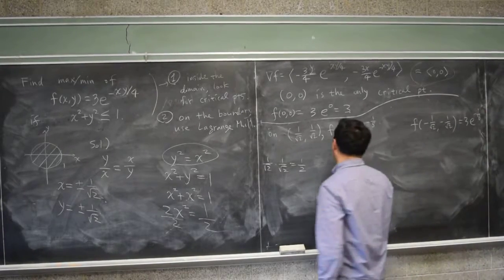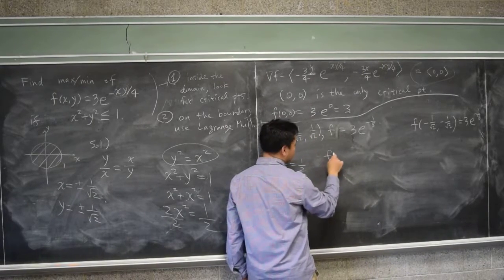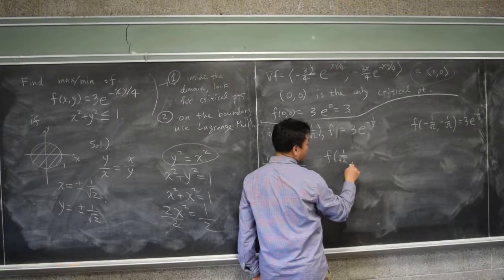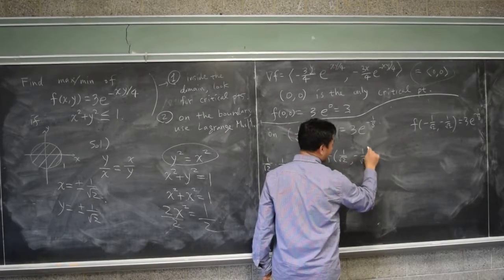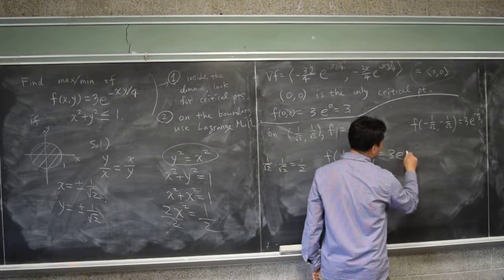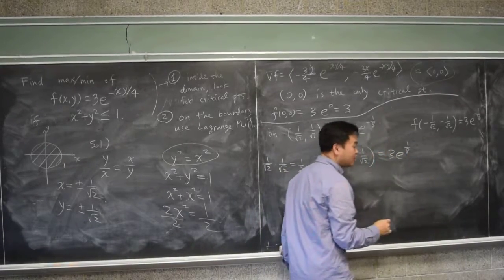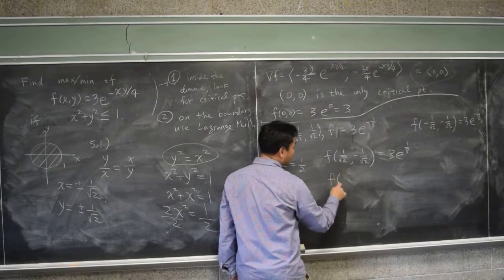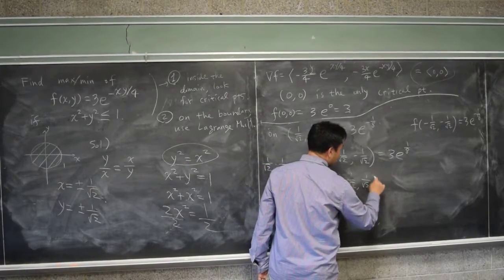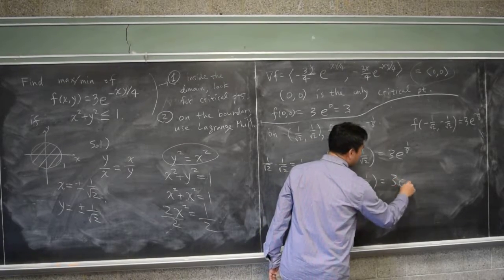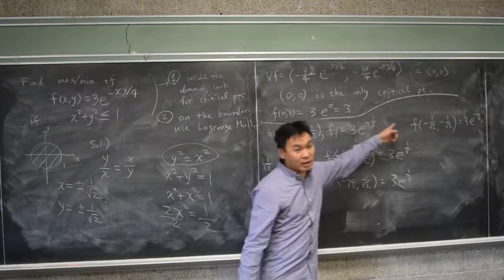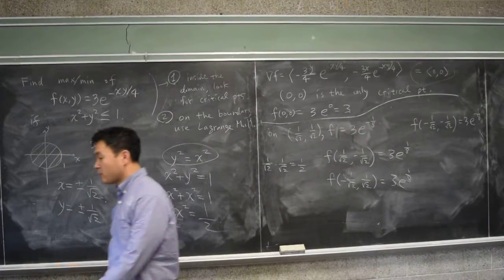But what if you had f of positive 1 over radical 2, but the other one is negative? Yeah, in that case, it would be 3 times e to the positive 1/8. And f of negative 1 over radical 2, 1 over radical 2, this will evaluate to positive 1/8 also. So these two will have the same value, these two will have the same value.